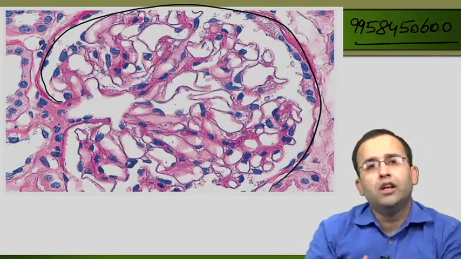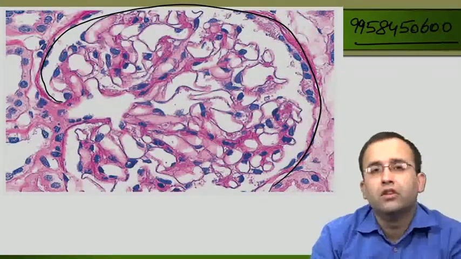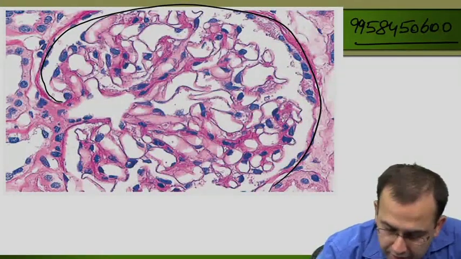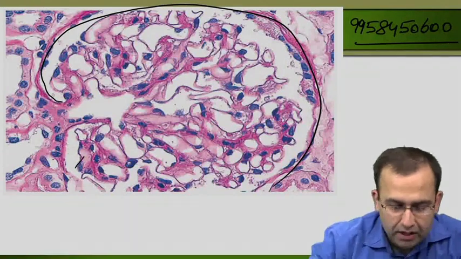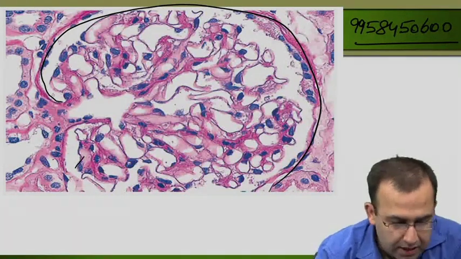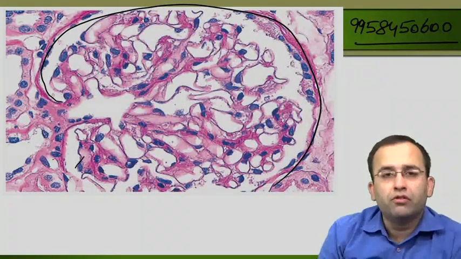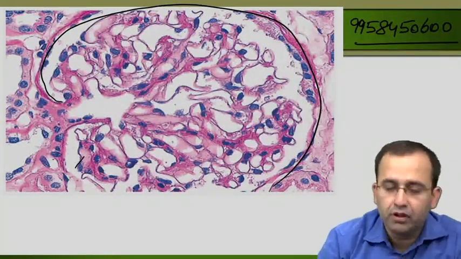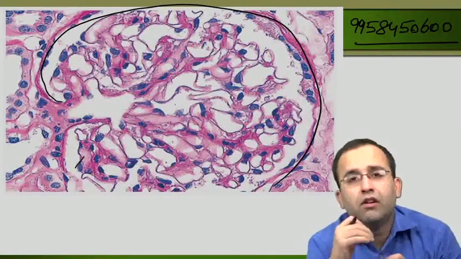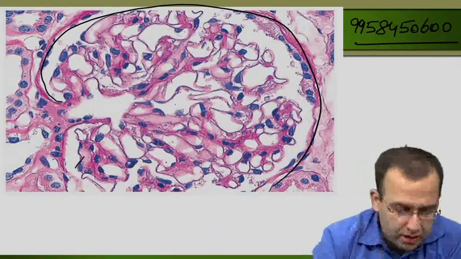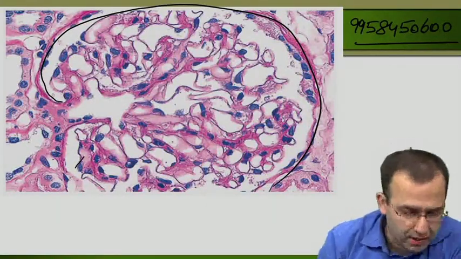Firstly, all of you are able to make out that this is a glomerulus in which capillaries have a nice open patent lumen. Now starting with the first one that I got, 4541, FSGS. No, children, for FSGS you need to see sclerosis. There is no sclerosis here.